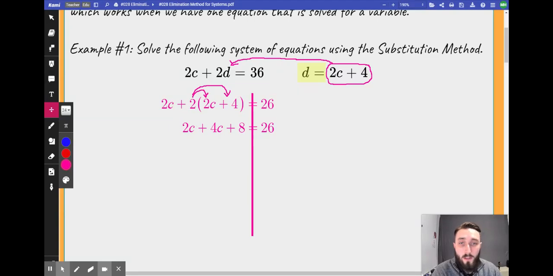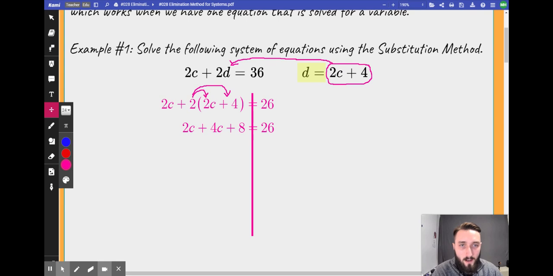All right, so if you looked at the hint video, you saw me get this started. What I did was notice that I have an equation here that has a d equals. So what that tells me is whatever is on the other side of that equation, this expression right here, 2c plus 4, can go in place of d in the first equation.